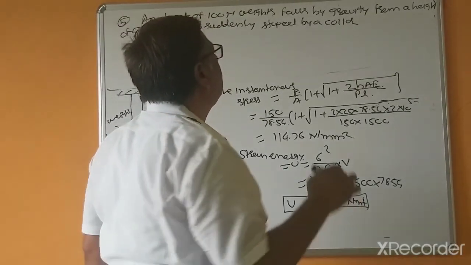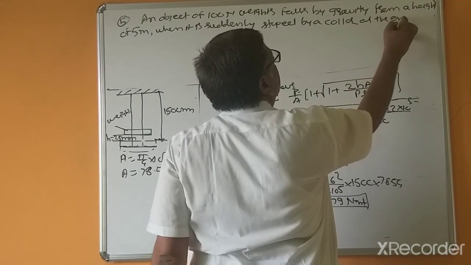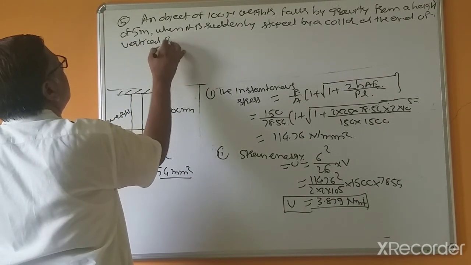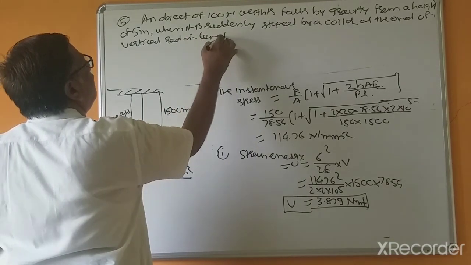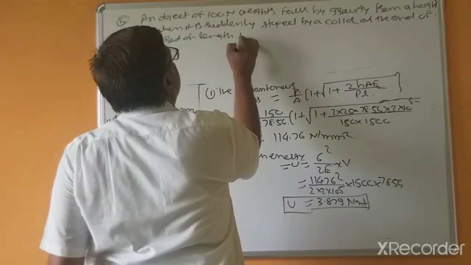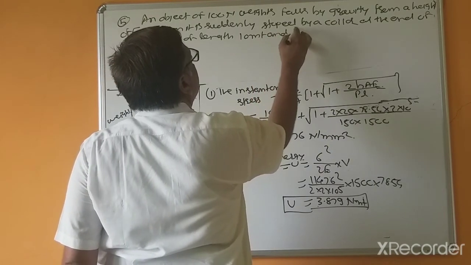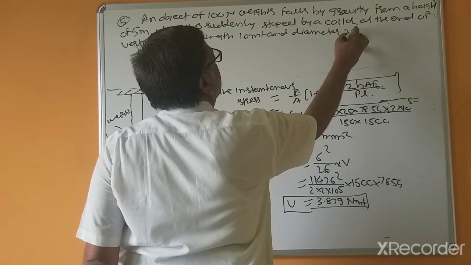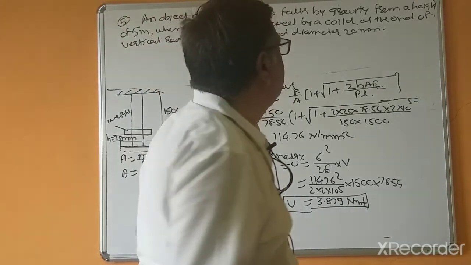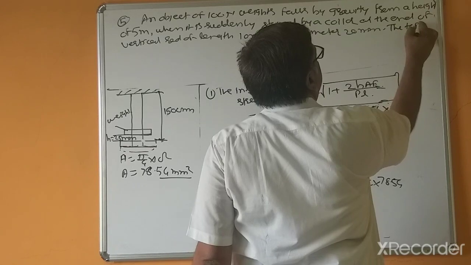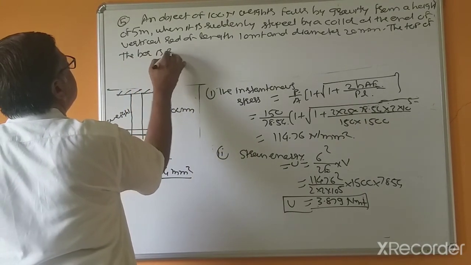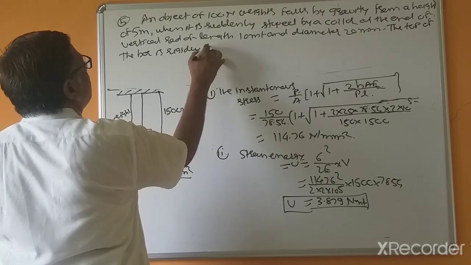at the end of a vertical rod of length 10 meters and diameter 20 mm. The top of the bar is rigidly fixed.